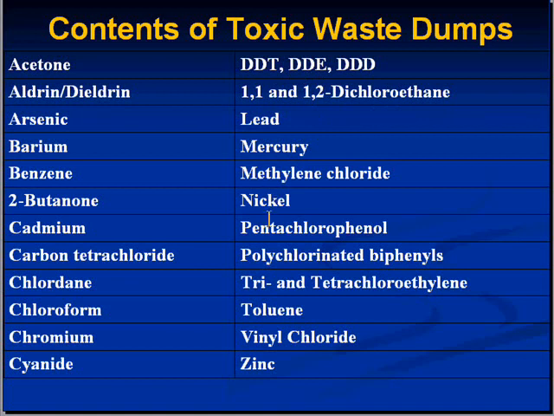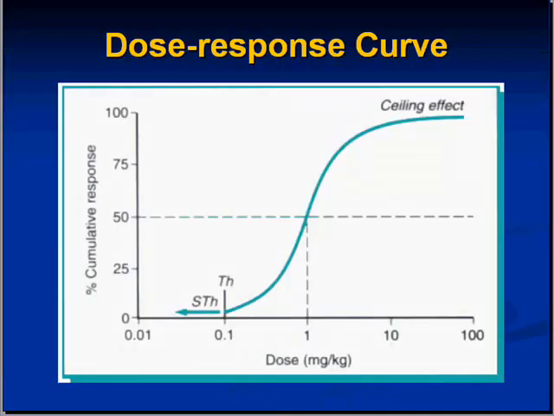mercury, methylene chloride, nickel, pentachlorophenol, polychlorinated biphenyls, tri- and tetrachloroethylenes, toluene, vinyl chloride, zinc. All compounds. What they all share in common is the fact that they're not easily converted or biodegradable into non-toxic compounds, so they have to be stored, and that's why we have toxic waste dumps.